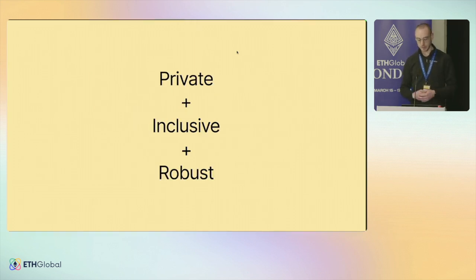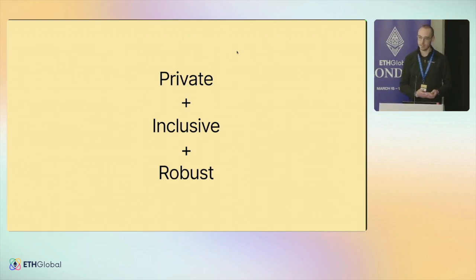World ID is built to be private, inclusive, and robust. All we want to know is that you're a human. We don't really need to know which human you are. As many people as possible need to have access to World ID, and we want it to be robust, ensuring that it really is just one verified World ID per real human.